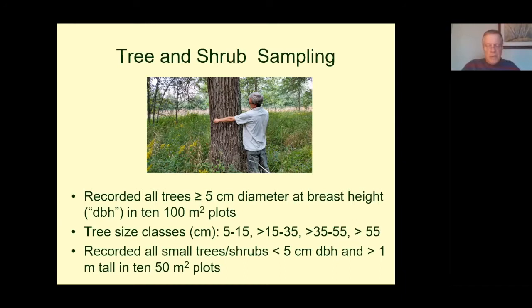For the shrub layer, I recorded the species of all small trees and shrubs less than 5 centimeters DBH, but greater than or equal to 1 meter tall, in 10 50-meter-square plots on the left side of the transect, and thus nested within the wider tree plots.